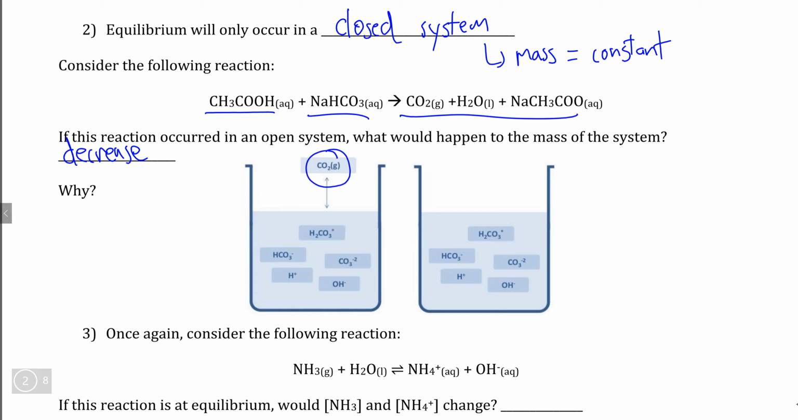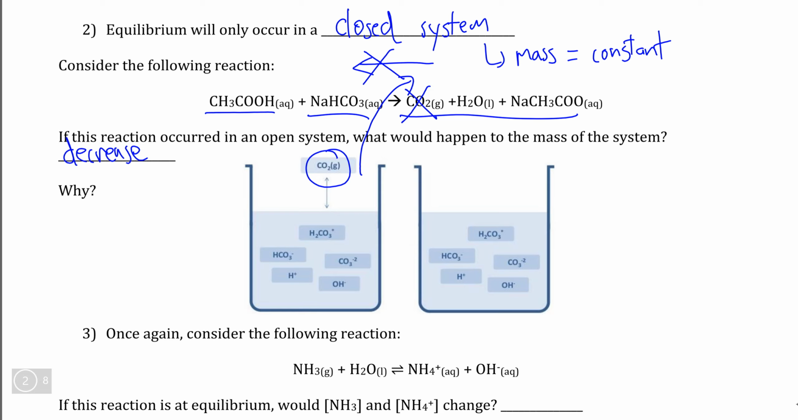Because a gas is produced by this reaction, if we did not keep this reaction in a closed system, if it existed in an open system, the carbon dioxide can simply escape from this beaker where it's taking place, which means that the mass would decrease. Now, if all of the carbon dioxide produced escaped from this system, is the reverse reaction possible anymore? Well, the obvious answer is no.